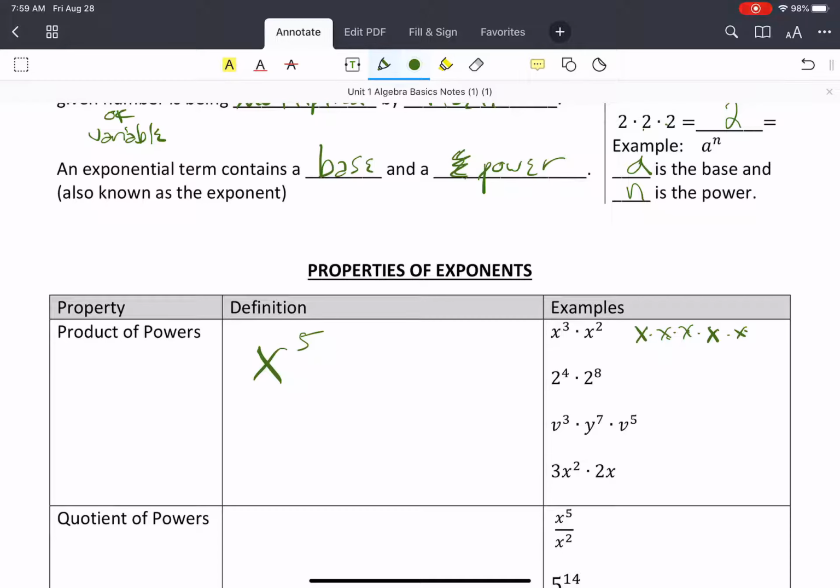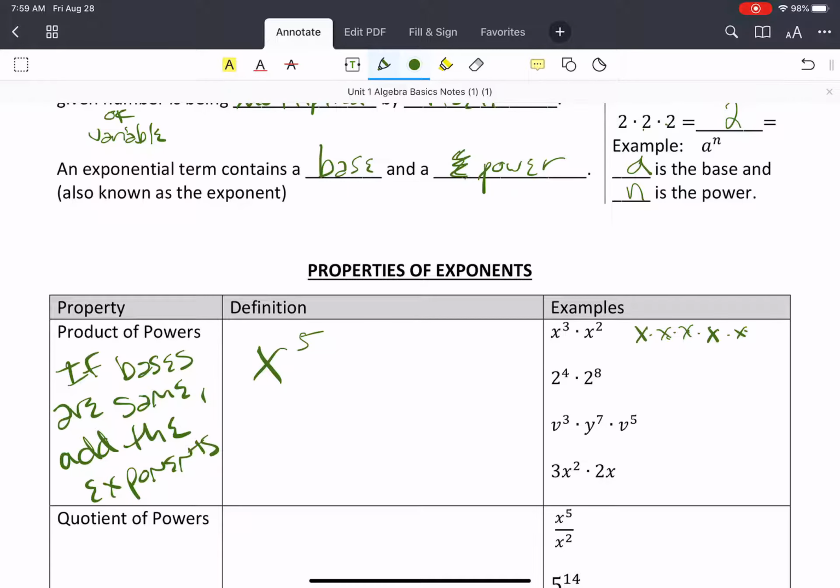Add the exponents. Good. So for the product of powers, if the bases are the same, that's the key, if bases are the same, then add the exponents. Okay, which means this one would be 2 to the 12th, because 4 plus 8 is 12. Okay? How are we doing, okay?